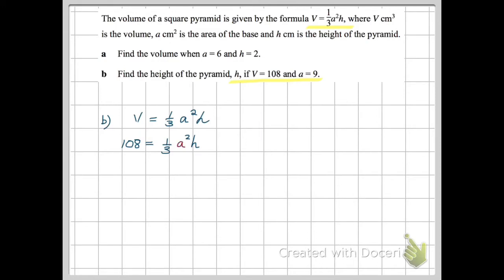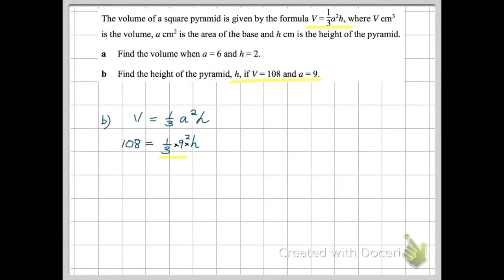Next we're going to replace the a with 9. And it's going to be helpful if we put a couple of multiplication signs into the rule to remind ourselves that it is 1/3 times 9 squared times h. So that's the second step. Notice I haven't done anything else to this equation. All I've done is substitute. I didn't do any calculations.